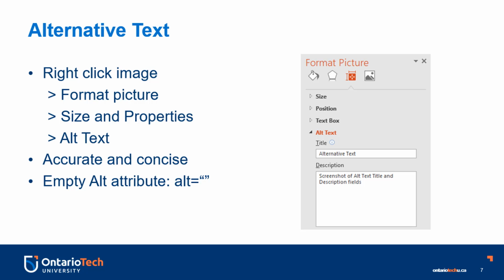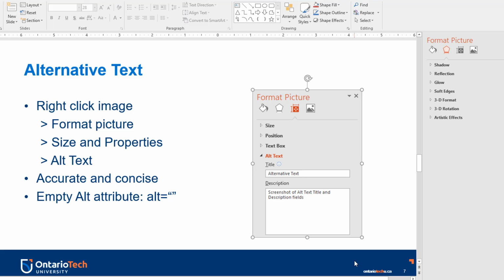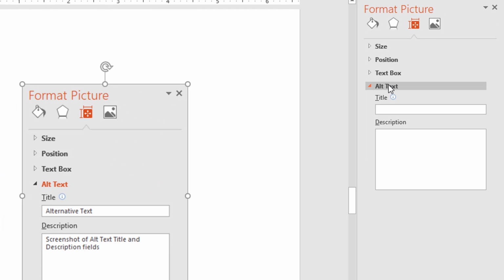PowerPoint presentations often contain many images. When a screen reader encounters an image, alternative text, or alt text for short, can be read out to the user, making the content more accessible. To add alt text, simply right-click on the image, select Format Picture, click on the Size and Properties icon, and select Alt Text. Enter a title and description into the appropriate fields.